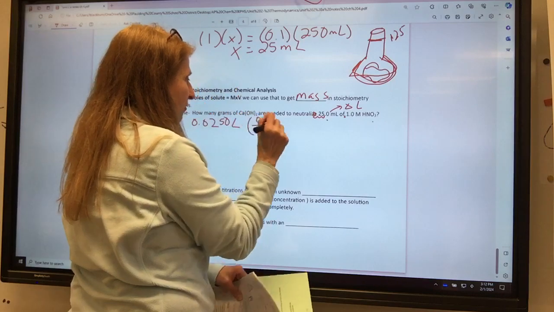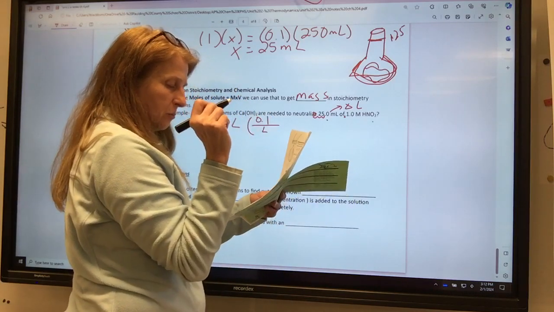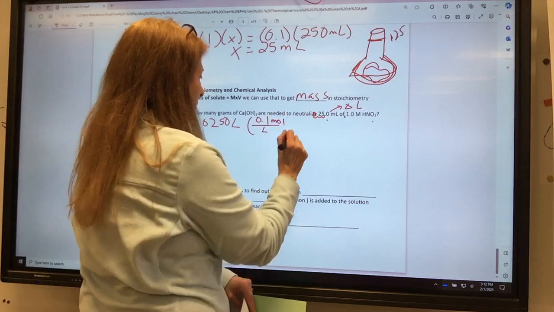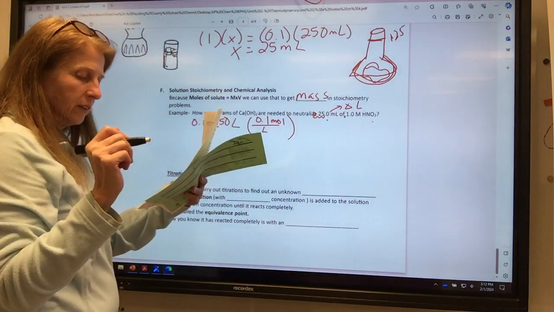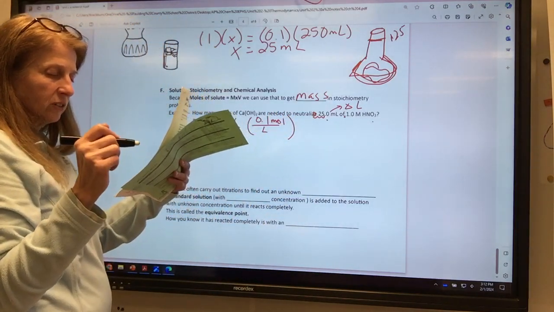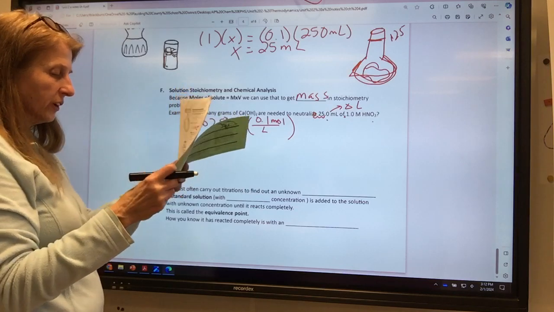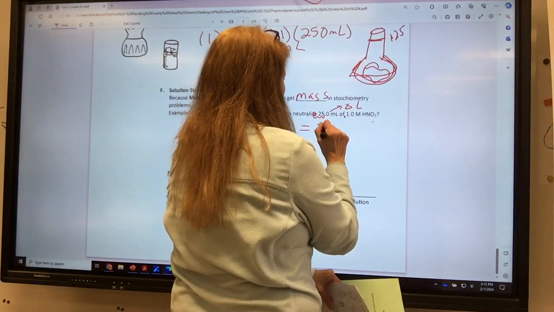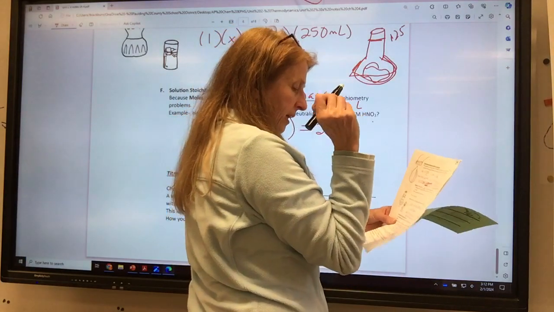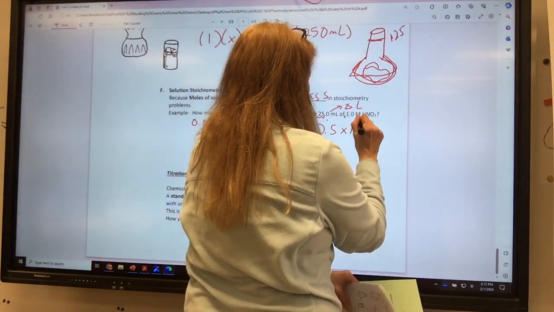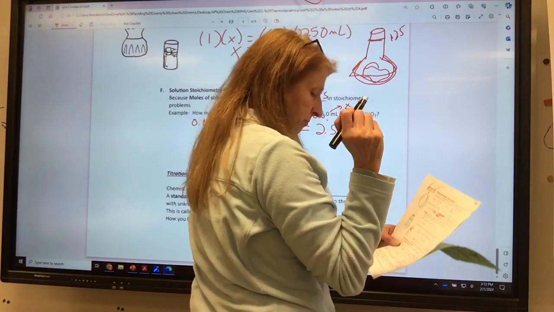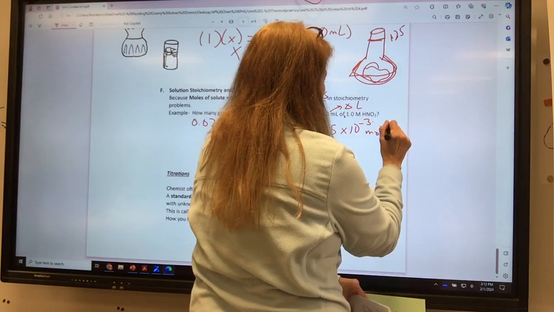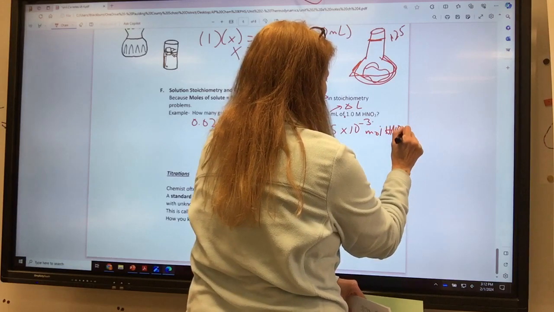Because now I've got moles over liters. Okay? So I changed it to liters and all that. Okay, times 1 liter. Okay, so this equals 2.5 times 10 to the negative 3rd power moles of HNO3.